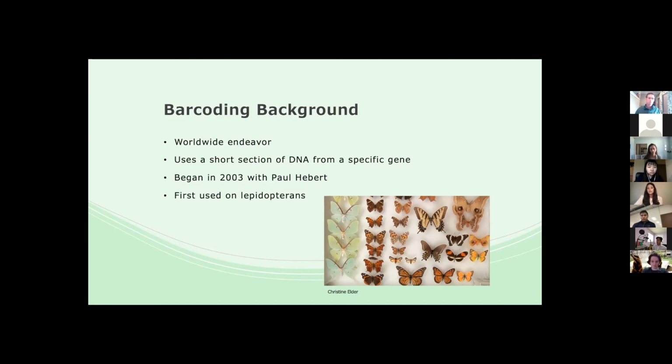Now, this is important to my study because it showed that if you find the correct gene, you can tell the difference between species based on genetics alone, as opposed to physical aspects, which tend to fail us. Barcoding is what you do whenever you use a short sequence of DNA from a specific gene to identify a species, as opposed to physical aspects.